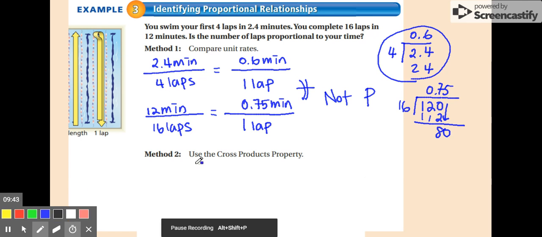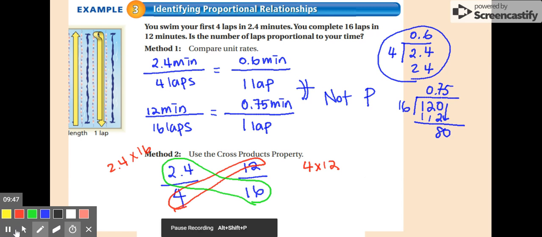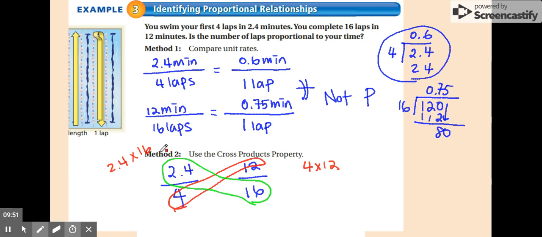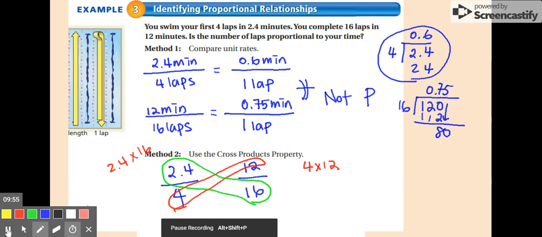So now there's another method. Let's use the cross product property. This is what I'm going to do. I'm going to multiply these, 4 and 12, and the numbers in the green. So if it's equivalent, if it's the same, then you can say it's proportional.